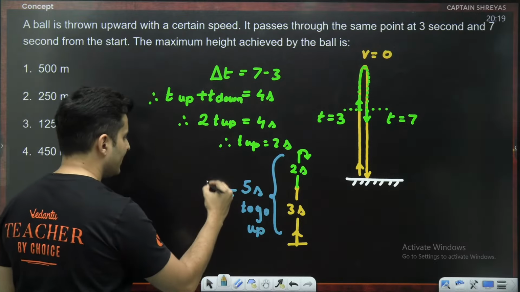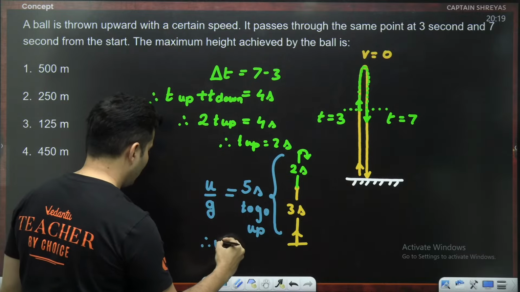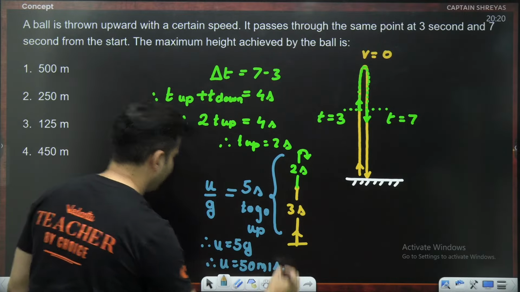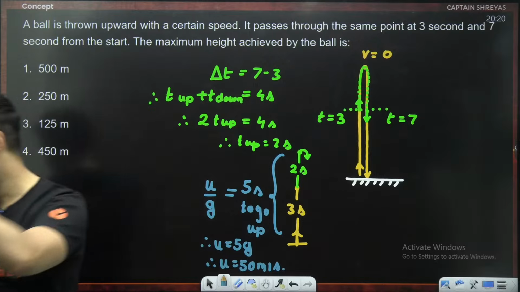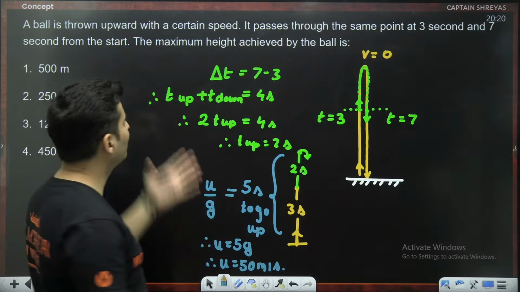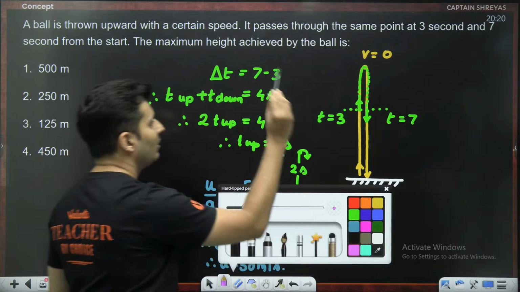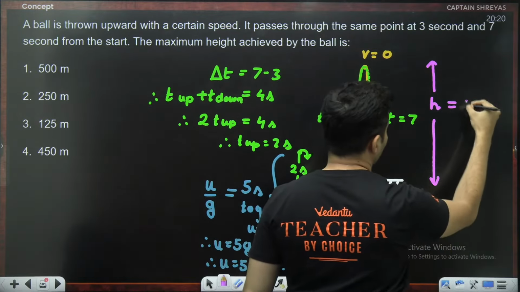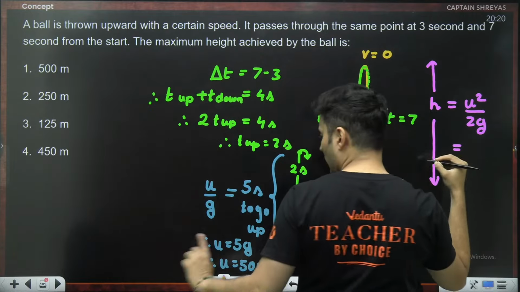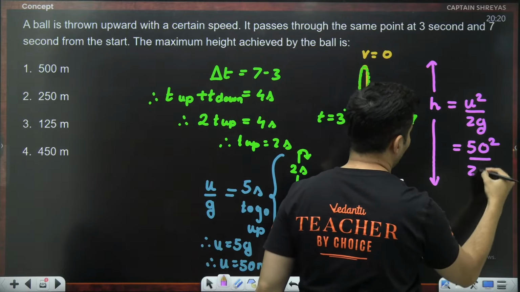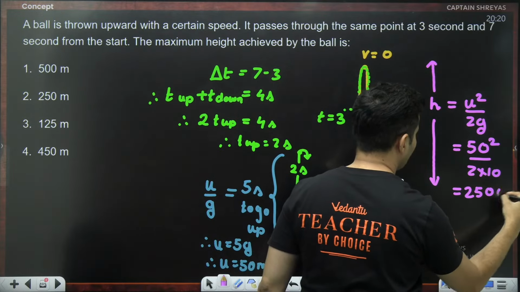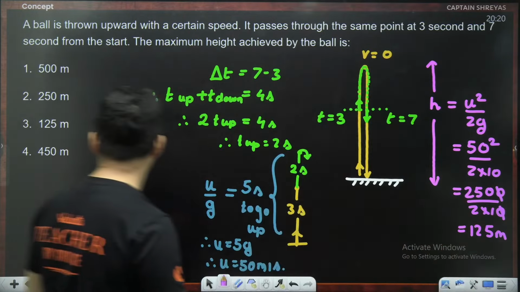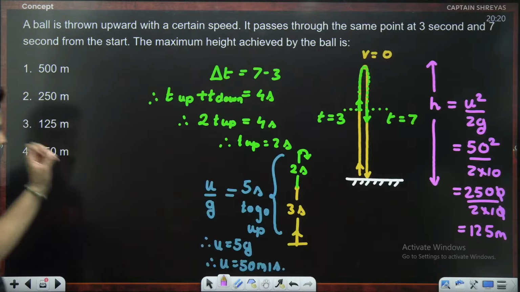So that means t is U by G. Therefore, U will be 5G, G is 10, so U is 50 meters per second. How much is the speed? 50 meters per second. Awesome. But that's not the question. The question is to find the maximum height. What's the maximum height formula? It is U square by 2G. U is 50, so 50 square by 2 into 10. 50 square is 2500, over 2 into 10. The 0 cancels. 250 by 2 is 125 meters. Where is it? Option number 3. That is correct. Perfect. Awesome.